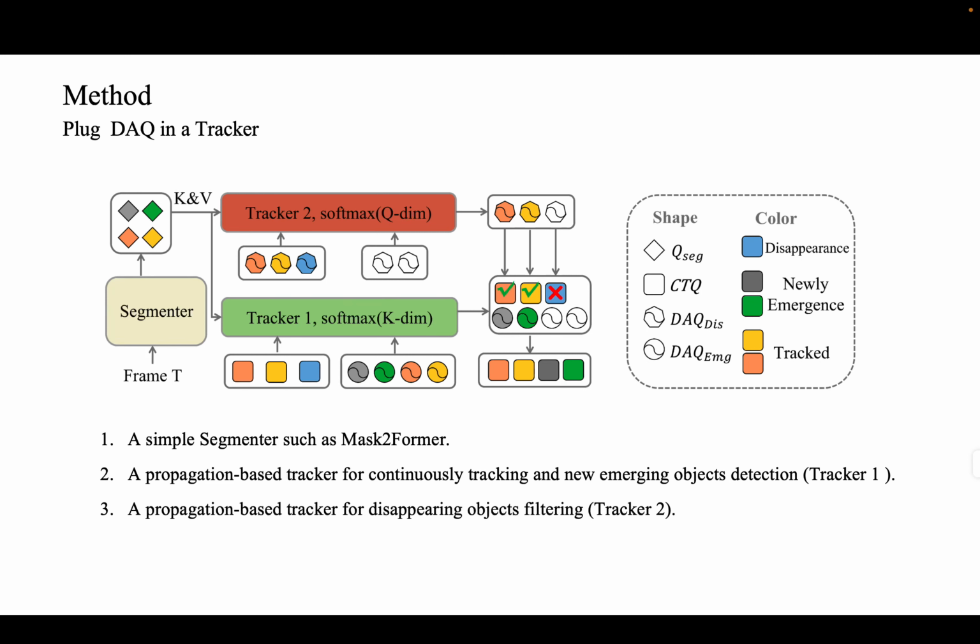Tracker1 takes continuously tracked queries, CTQ, and emergence DAQ as inputs and is responsible for tracking continuously appearing and newly emerging objects, while tracker2 receives disappearance DAQ along with several learnable background embeddings as inputs and identifies disappearing objects in the current frame. Despite introducing an additional tracker, it's worth highlighting that the computational overhead is minimal, constituting less than 2% of the overall computational cost.